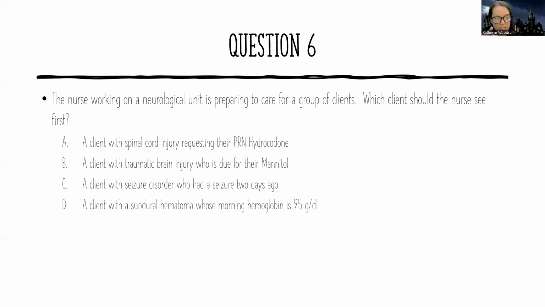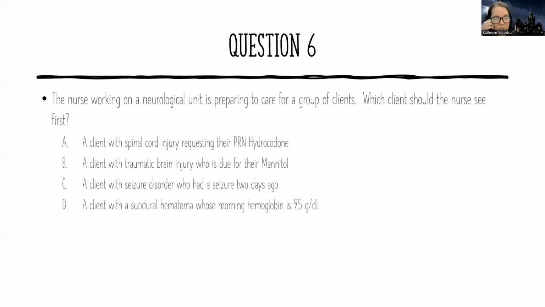And a client with a seizure disorder who had a seizure 2 days ago. Nothing immediate's really going on there. So I'm down to B and D. And this is another one of those kill factor questions where you want to look and say, which of these patients, if I don't see, could die from this. So if I don't go and give their mannitol, they could have increased intracranial pressure and possibly brain death, herniation, etc. I know that's extreme, but it's possible.